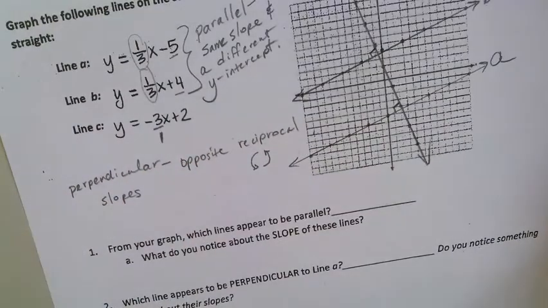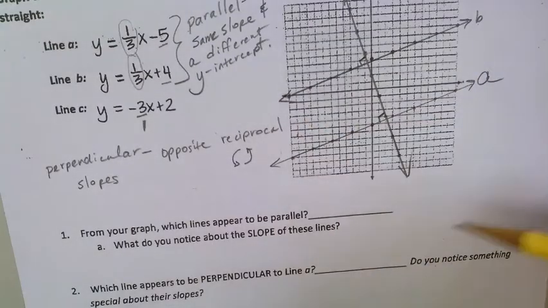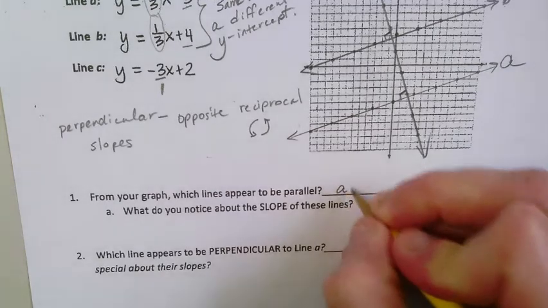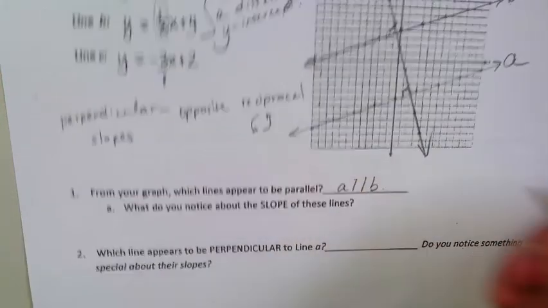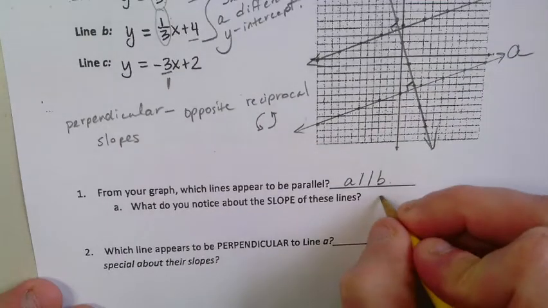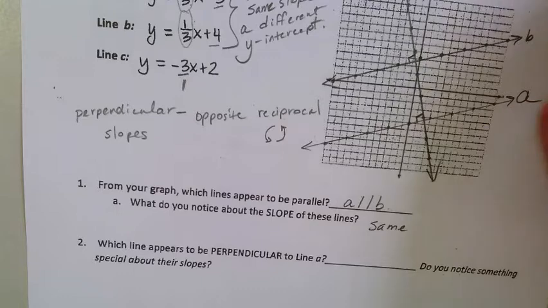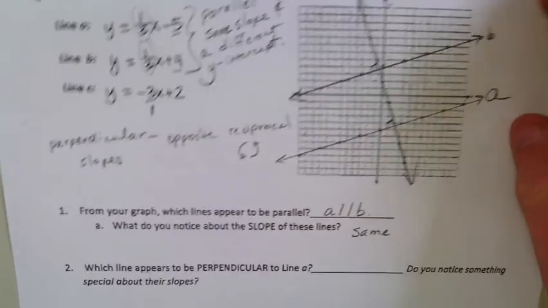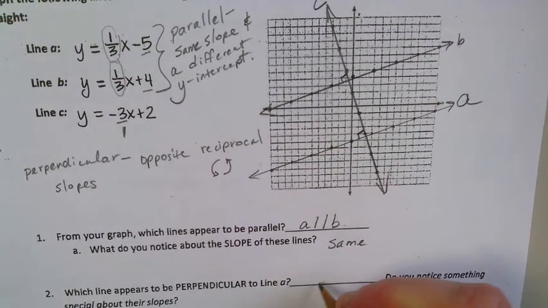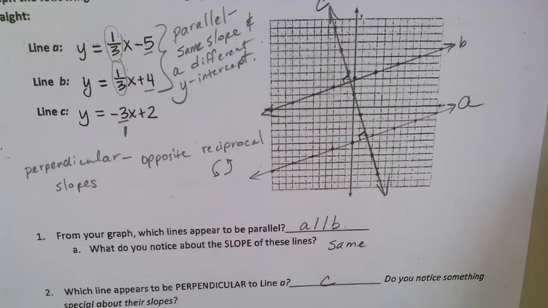Okay? Actually, I may have already just answered this down here. From your graph, which lines appear to be parallel? I'm going to say lines A and B. What do you notice about the slope of these lines? They are the same. So hopefully you got that from the first part right there. Which line appears to be perpendicular to A? Well, it would have to be line C. Do you notice something special about their slopes?